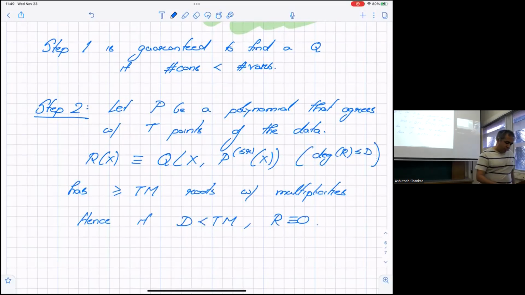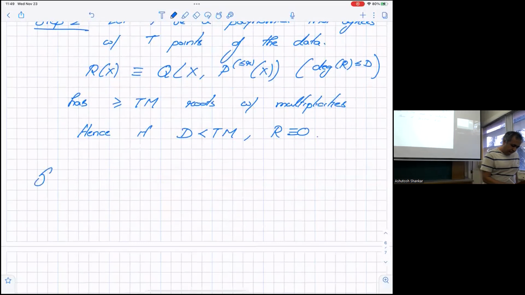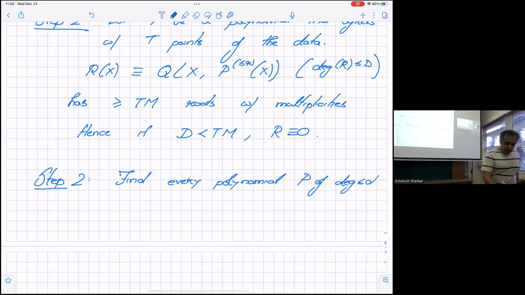So this is more the analysis of step two. So step two will actually be: find every polynomial P of degree less than or equal to T such that Q(x, P(x)) is identically zero. This is what we want to do instead.